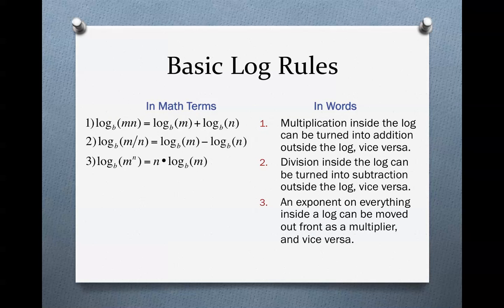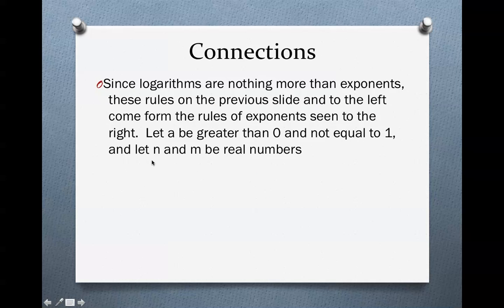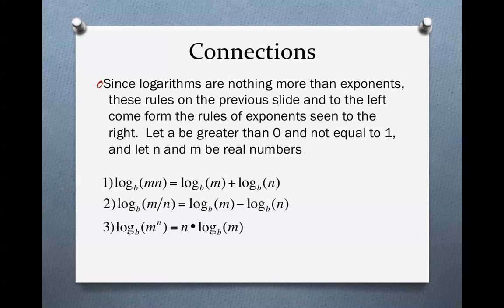So, basic rules. In math terms, multiplication inside the log can be turned into addition outside the log. Division inside the log can be turned into subtraction outside the log. And an exponent on everything inside a log can be moved out front as a multiplier and vice versa. So where did these rules even come from? Since logarithms are nothing more than exponents, these rules on the previous slide and to the left come from the rules of exponents seen to the right.